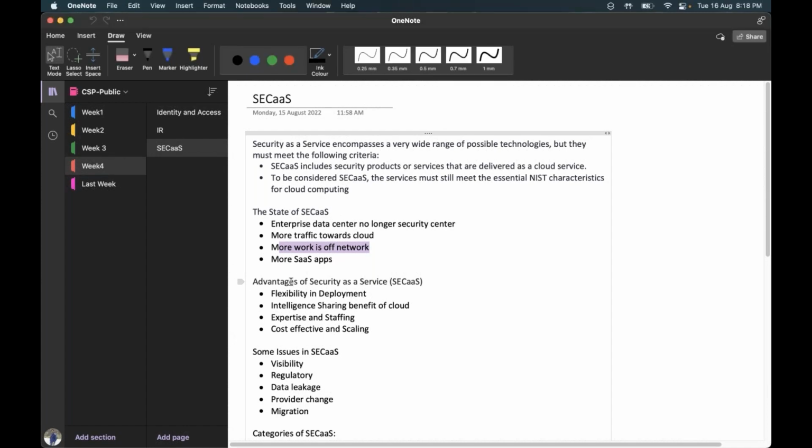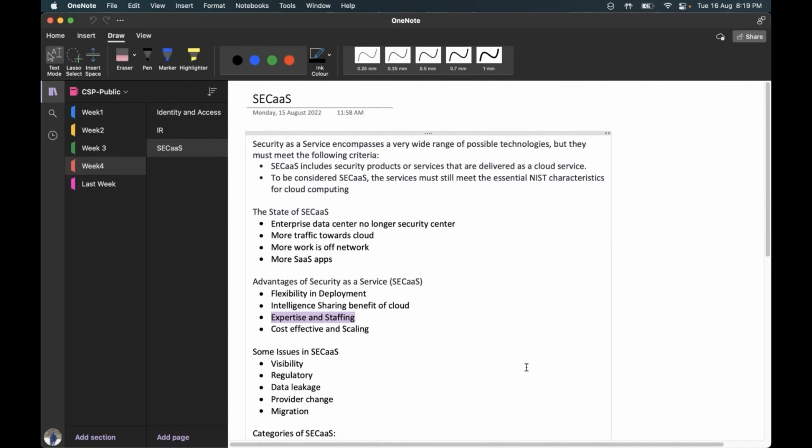In the same process, we'll be talking about some of the advantages of security as a service. So let us take a minute and review these benefits. I think I have put this one at the very last, but I would like to start with expertise and staffing.